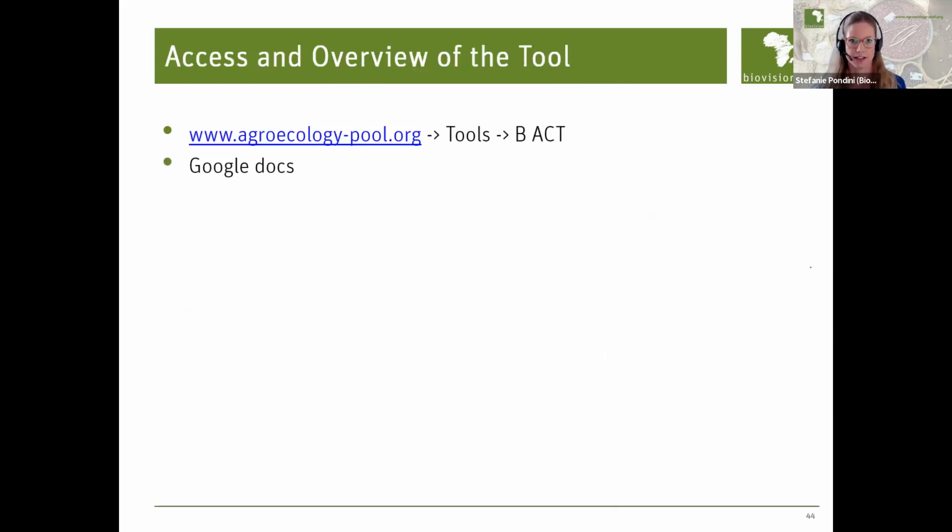Next. So how can you access the tool? It's accessible through our website, the Agroecology Info Pool. And then under the section of tools, you can access the ACT and the BACT, of course.